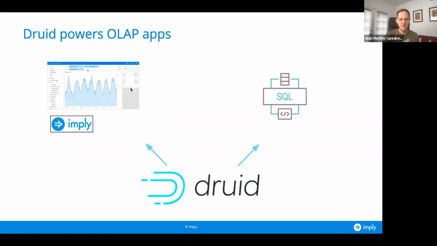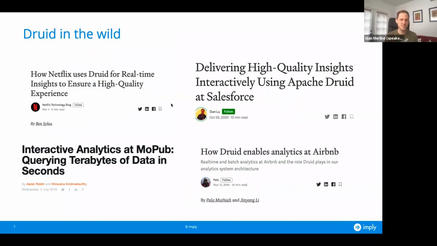All right. Druid in the wild, this slide is a little bit of a motivating slide. That's sort of why should you care about this system and how it works. And one reason you should care about it is that it is used at pretty big scale at some pretty major players. So Netflix uses Druid for real-time insights. Salesforce uses Druid for something very similar. Druid is enabling analytics at Airbnb. And MoPub, a Twitter subsidiary, is querying terabytes of data in seconds using Apache Druid.